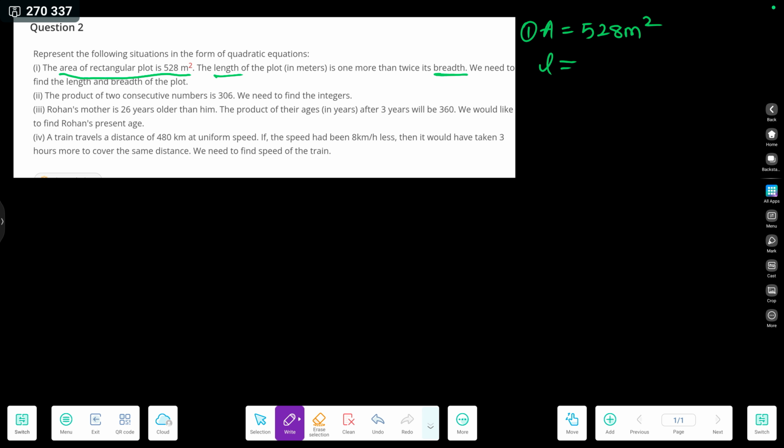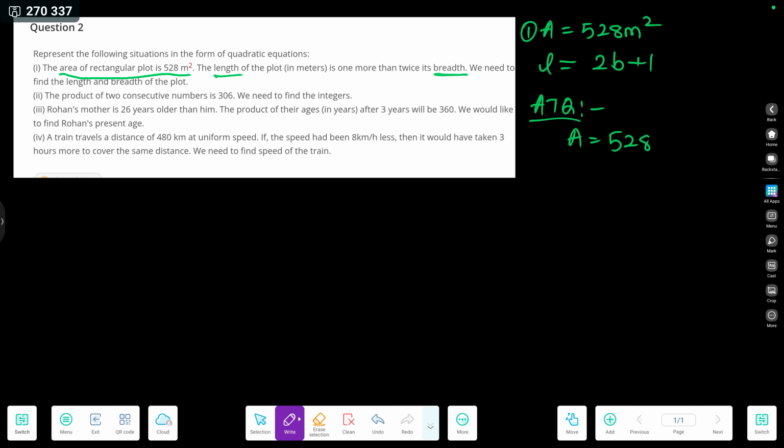Remember, the length of the plot is equal to one more than twice the breadth. So write from left to right: one more than twice the breadth. We got the breadth of the plot using the given condition. According to the condition, you can write A equals 528.